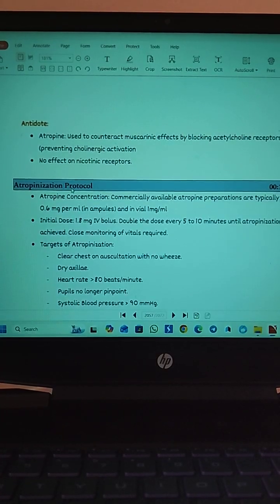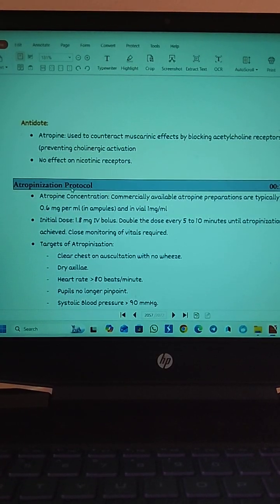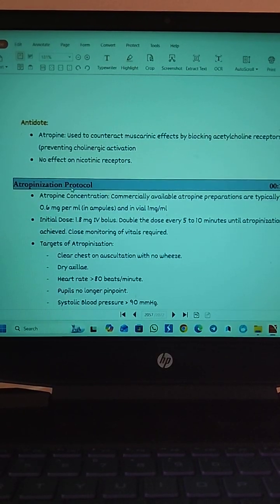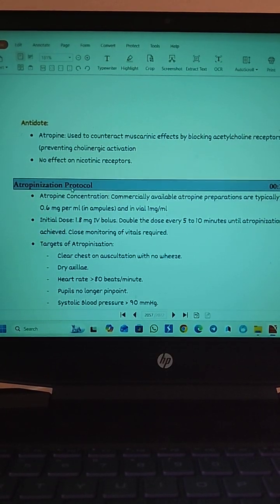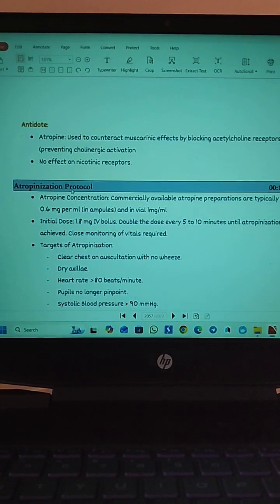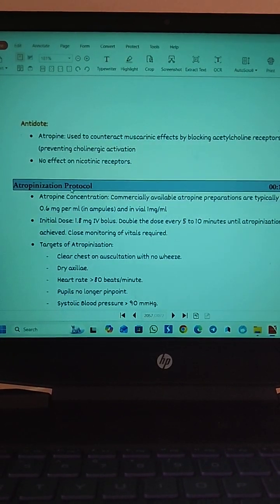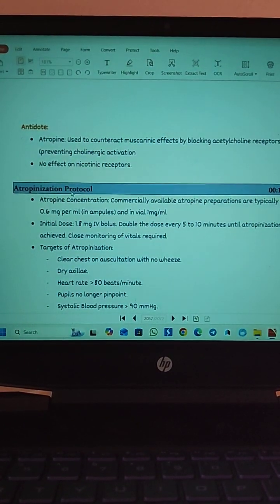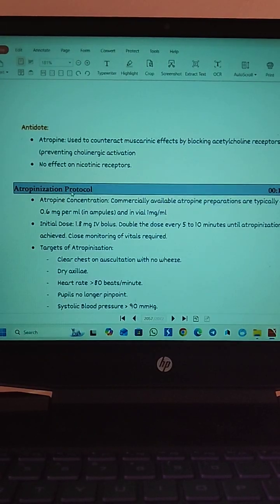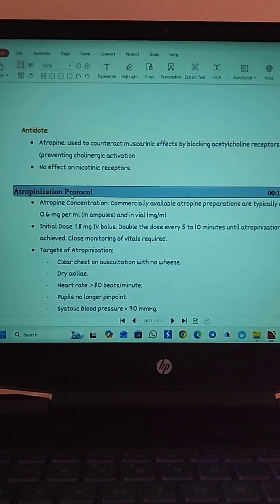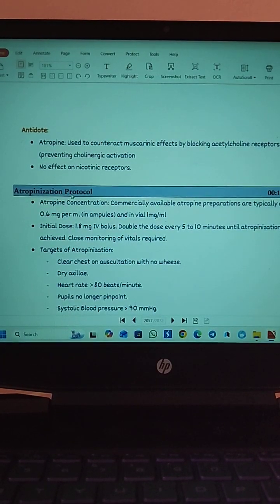So what is the main reason here? Here mainly muscarinic effects are there. That is mainly because the acetylcholine is not getting converted into acetyl and choline. So this acetylcholine is acting more, and this leads to muscarinic effects or manifestations. So here this atropine will go and bind to the acetylcholine receptors and block those receptors. Thus this will counteract the muscarinic effects. So this is preventing the cholinergic activation also, but this has no effect on the nicotinic receptors.